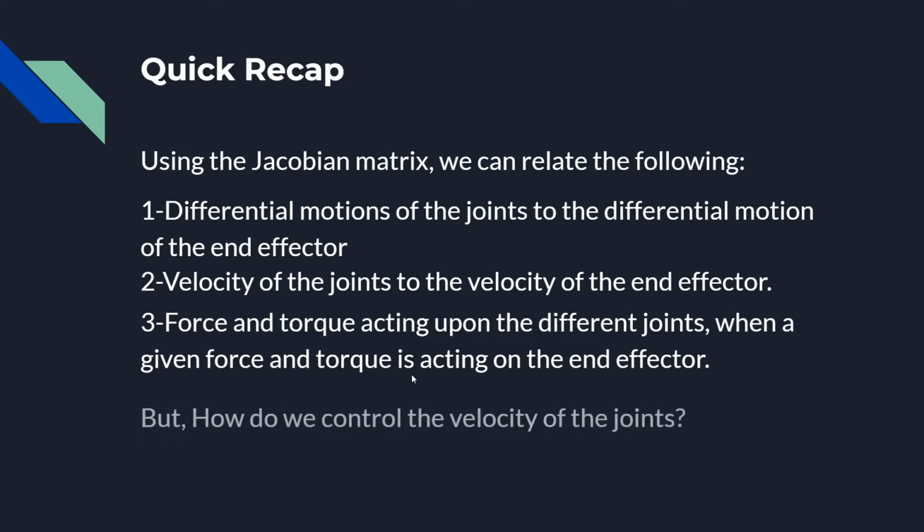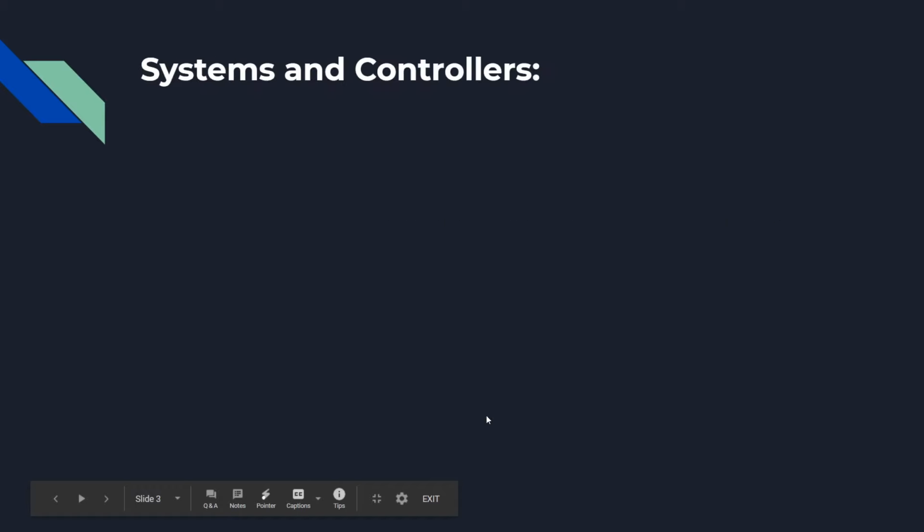But the real question is, how do we actually control the velocity of the joints? We know that we could figure out what the joint velocities should be. We know we want the end effector velocity to be, let's say, 5 meters per second. So using the Jacobian, we could find out what each of the joint velocities should be. And using trajectory planning, we could also see what the motion of these different joints should be. But how do we actually control that motion? And that's where we come into this session, which starts off with systems and controllers.